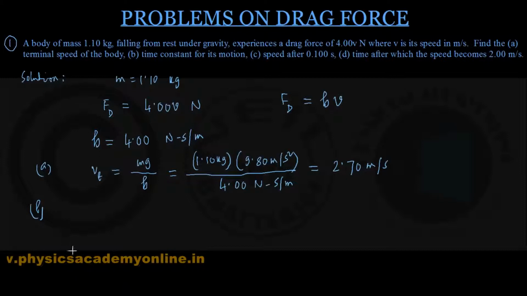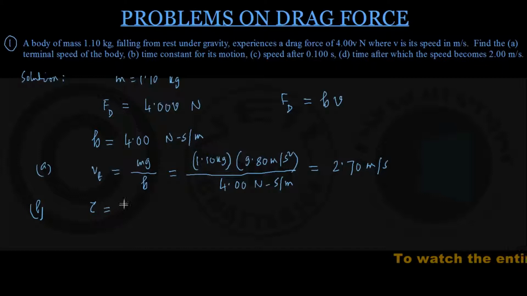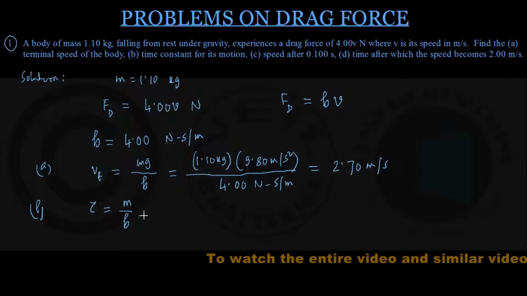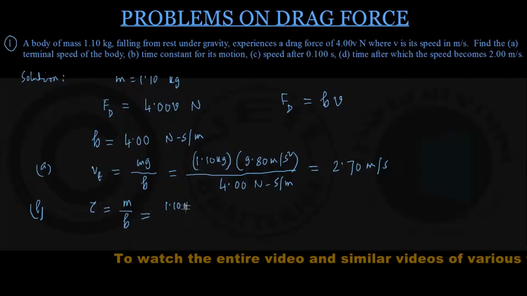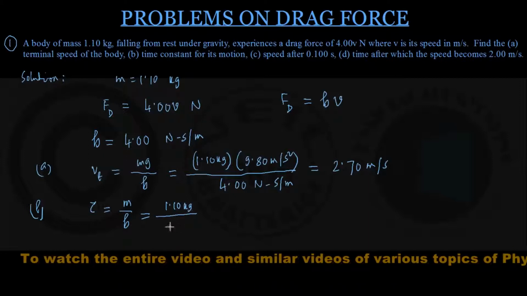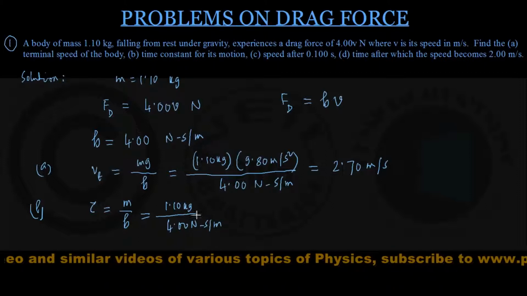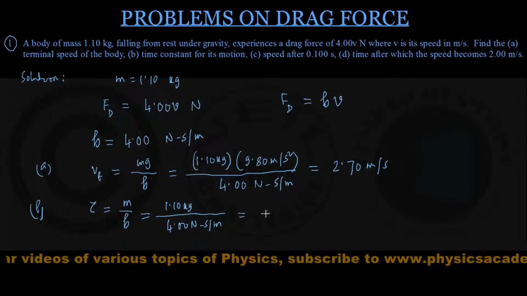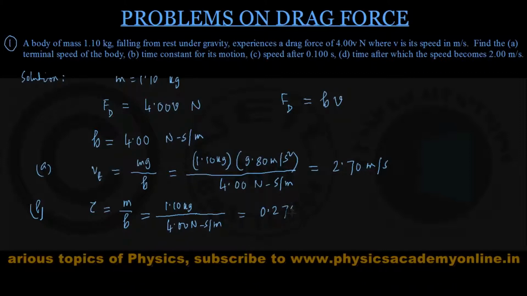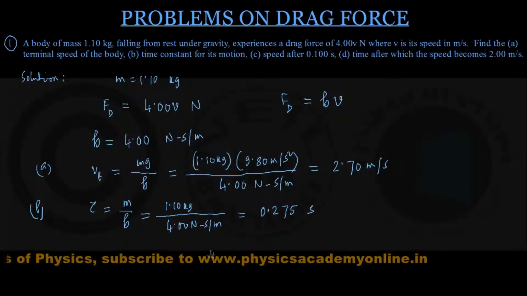In part B, they are asking about time constant for its motion. You are aware of the time constant formula in motion of this type, where the gravity force is the propulsive force and drag force varies linearly with speed. We found earlier in our theory classes, this is given by time constant tau equal to m by b, where m is the mass. So once again we put this simple data, 1.10 kg, b is 4.00 Newton second per meter, and by calculation this tau is coming out to be 0.275 second. That's time constant.